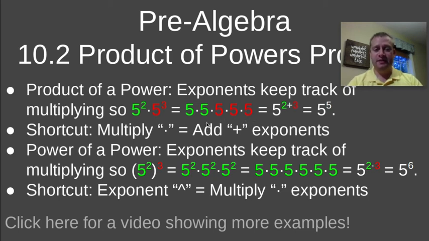So the shortcut to eventually get memorized is that when you're multiplying bases that are the same, you're going to add the exponents. So 5 to the fifth.